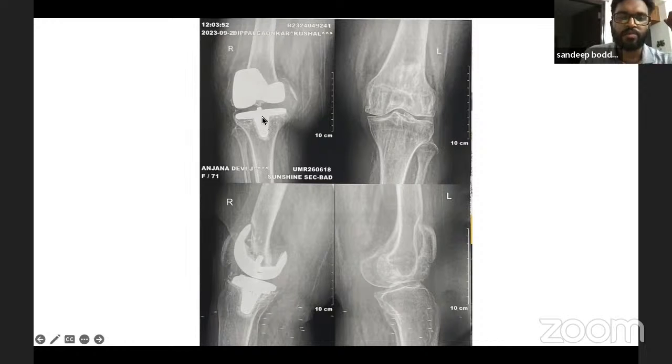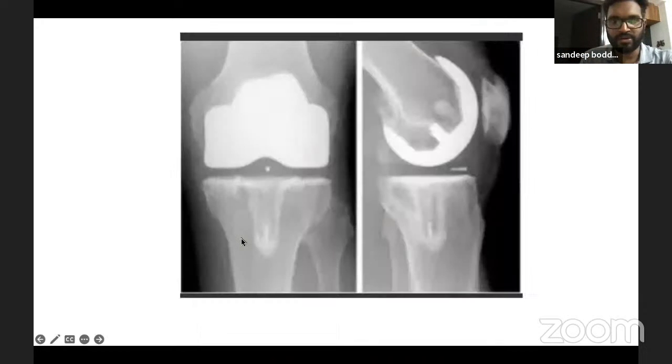Like here you can see the tibia component has subsided, and the femur component. Whenever you want to look for subsidence and all, go for serial x-rays. Sometimes the surgeon might have put the tibia component in 3 degrees, whereas in robotics or something. So check serial x-rays, then you will know whether the tibia is subsiding or not.